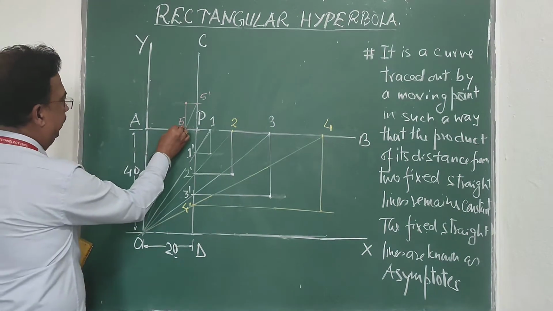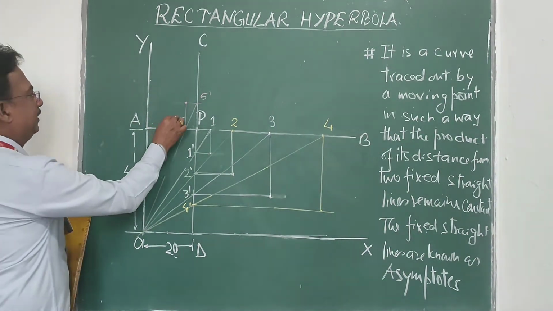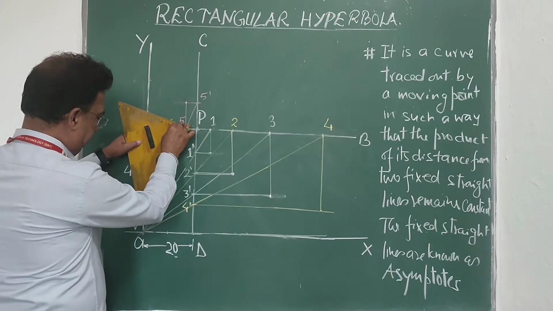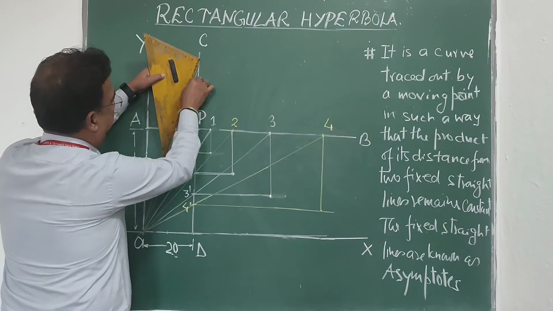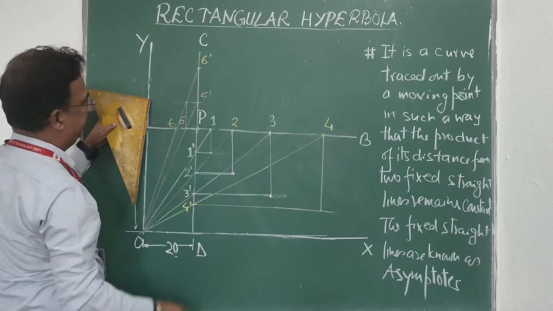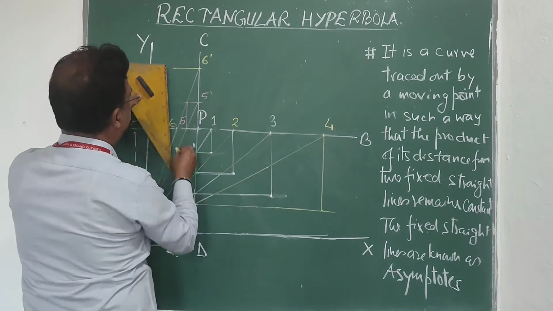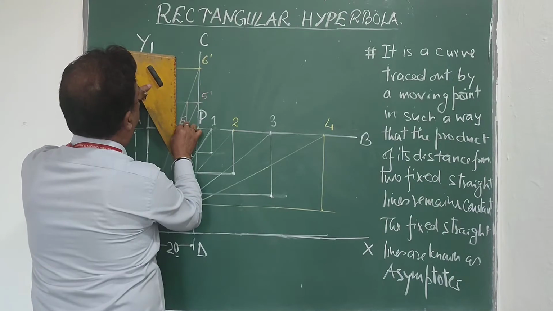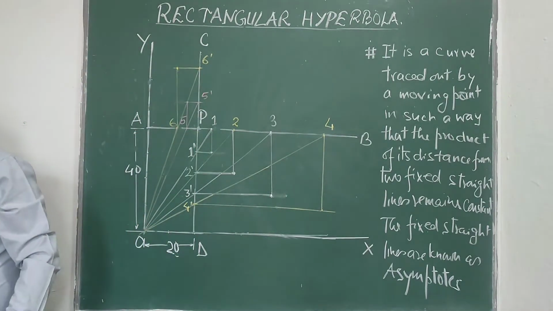If you want, we will take one more point. Suppose this point will be point 6. Now again join this 6 with O, extend it upside, that is going to meet the point 6 dash on this CD line. From 6 dash draw a line parallel to OX, from 6 draw a line parallel to OY. Now look at the figure.